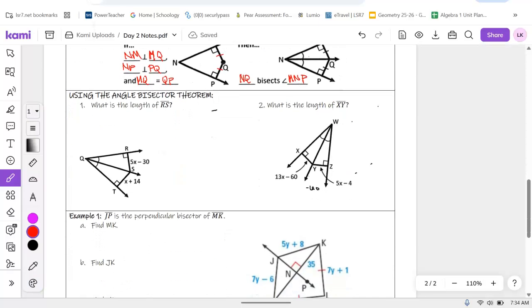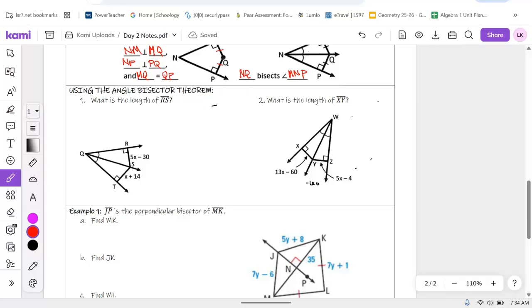All right, so let's apply it. So we're going to be using the angle bisector theorem. So first off, just by looking at this, I want you to see what the theorem is saying about this. So what I am seeing here is that we have an angle bisector, we have a perpendicular.